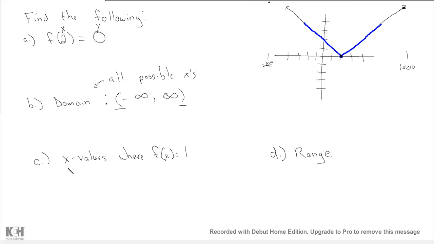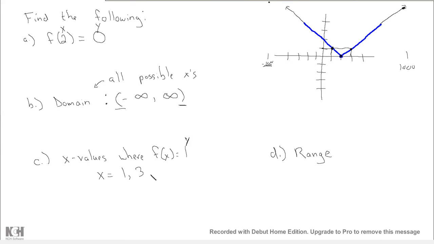For part C, we're asked what x values are there where f of x equals 1. Well, this is just the opposite of part A. This time they're giving us a y value of 1, and we want to find the x's. So I go up 1 on the y-axis. Well, I can go over 1 and hit the blue graph there. So positive 1 is one of my x values. I can keep going over 2, over 3, and we can see that 3 is another of my x values.